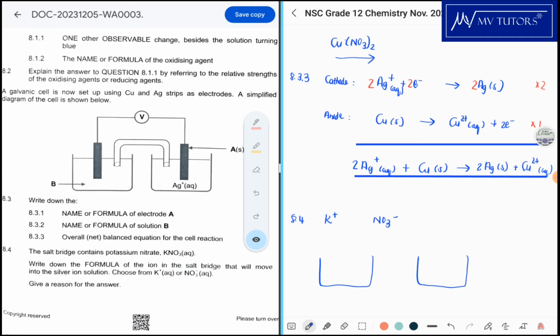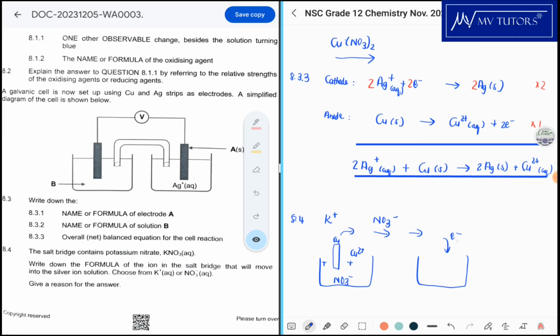Okay, so with the anode, you have your copper, right? And with copper, as it releases electrons, and the electrons are coming to the other side, so electrons are busy going that way. This solution in here is becoming positive, because now you're starting to be left with copper 2 plus. So what will attract to the copper 2 plus ions is your nitrate. Okay, because opposites attract, right?